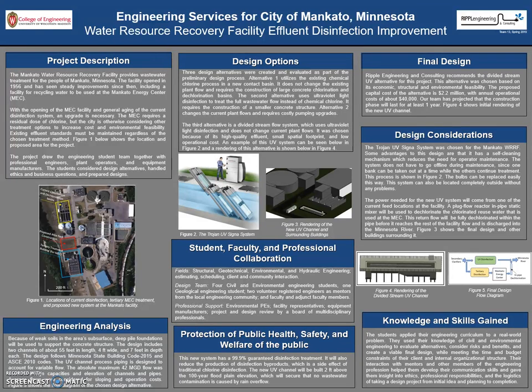The power needed for the new UV system will come from one of the current feed locations at the facility. A plug flow reactor in-pipe static mixer will be used to dechlorinate the chlorinated reuse water that is used at the Mankato Energy Center. This return flow will be fully dechlorinated within the pipe before it reaches the rest of the facility flow and is discharged into the Minnesota River. Figure 3 in the middle of the poster shows the final design and other facility buildings surrounding it.